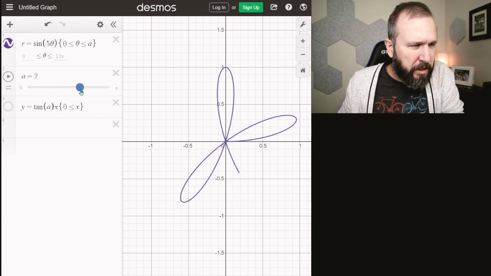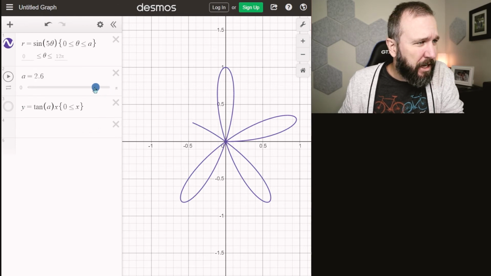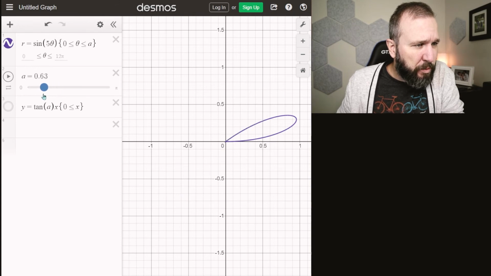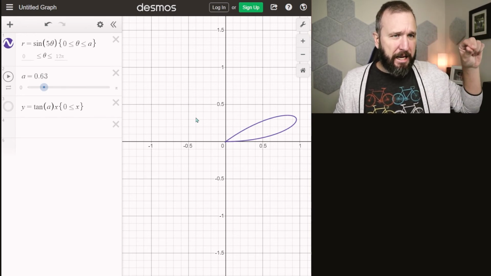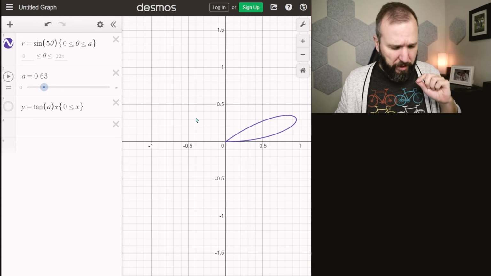There was a toy called a spirograph that reminds me of that, if you guys remember that toy. It's probably before your time, but this is what we want, just that one leaf right there. So somewhere around pi over 0.63 is where we're going to get one leaf.